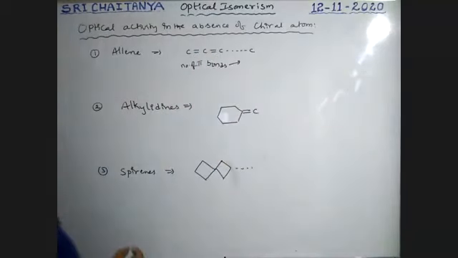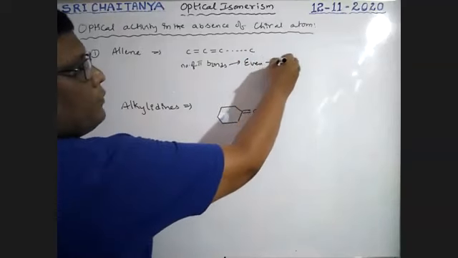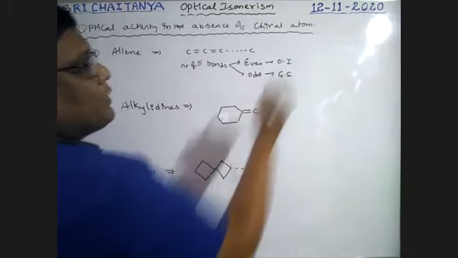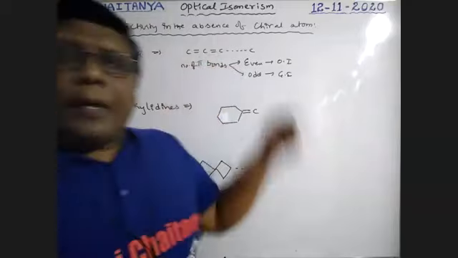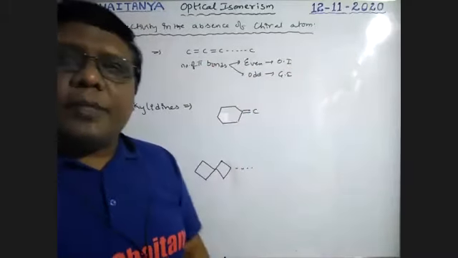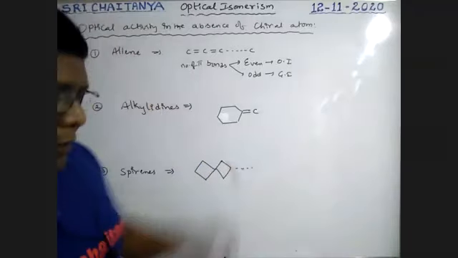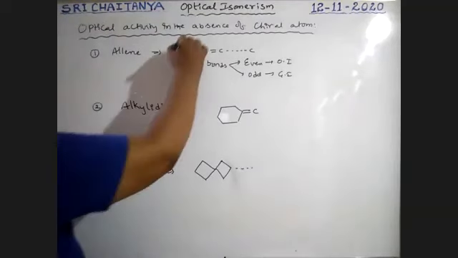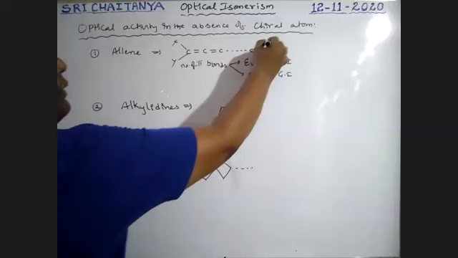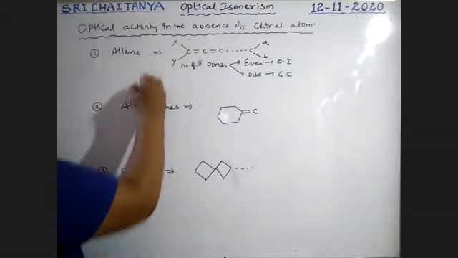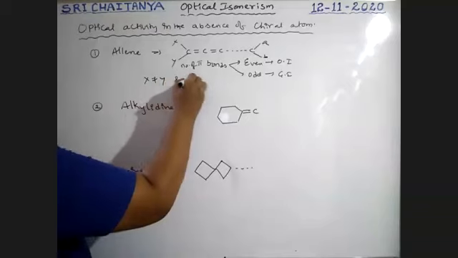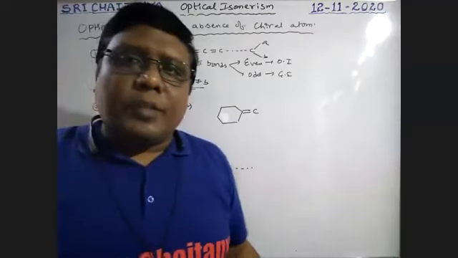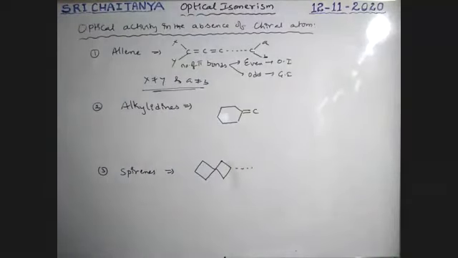If number of pi bonds are even, they are optical isomers. If number of pi bonds are odd, they exhibit geometrical isomers. Here, number of pi bonds are even, they exhibit optical isomerism. If number of pi bonds are odd, they exhibit geometrical isomerism, boys. Here X, Y, here A, B are attached. X is not equal to Y and A is not equal to B. So in this case, the compounds exhibit optical isomerism.